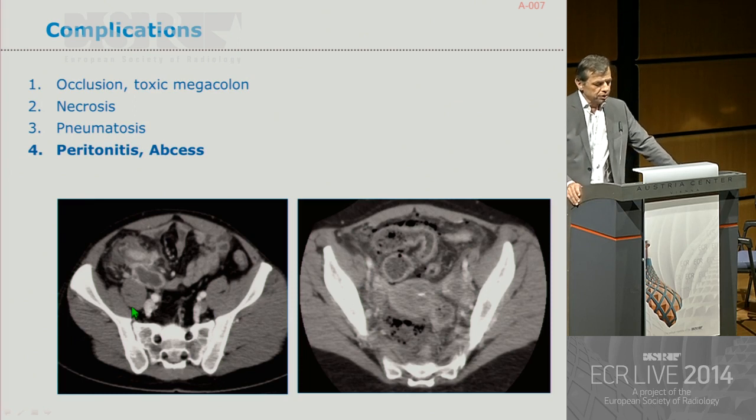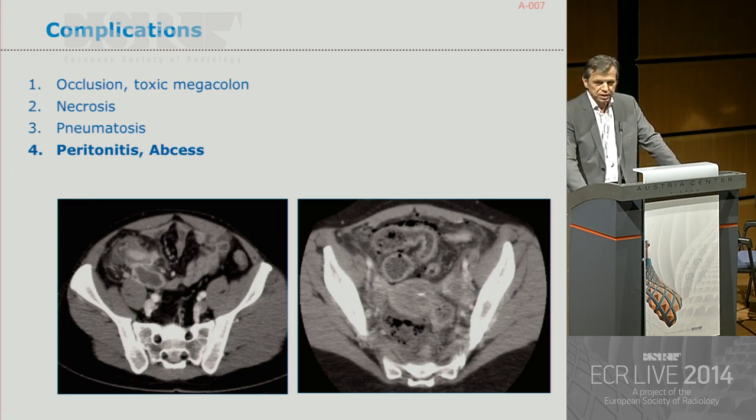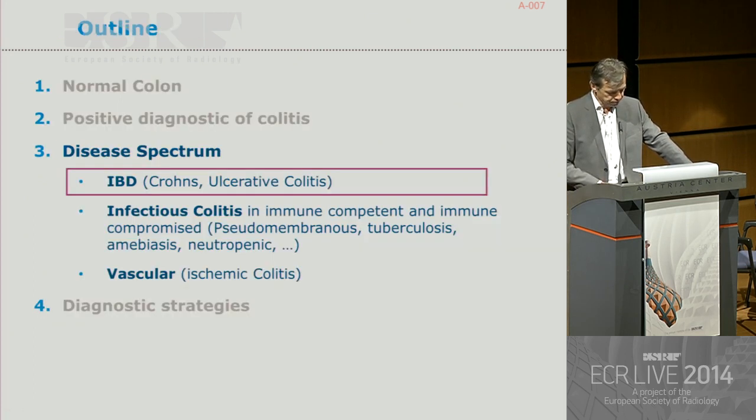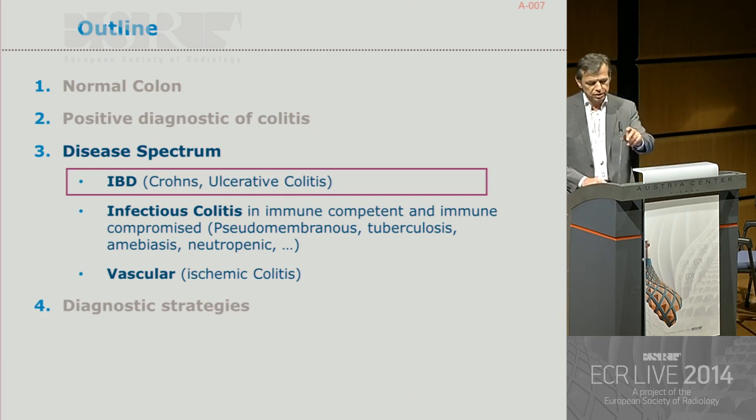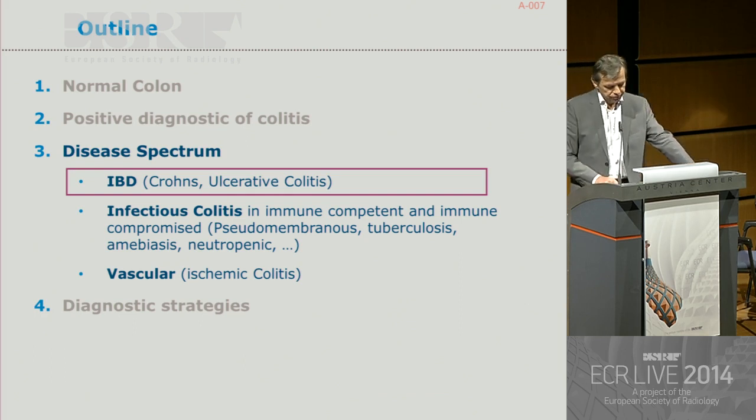Another complication that you have to look for is peritonitis, which is quite rare, but we can see it in severe and advanced Crohn's disease, with here some free air in the peritoneum, or, more commonly, abscess in the peritoneum, especially around the right ileocecal valve, the ileocecal junction. Let's go now to the description and the different diseases that we can find.